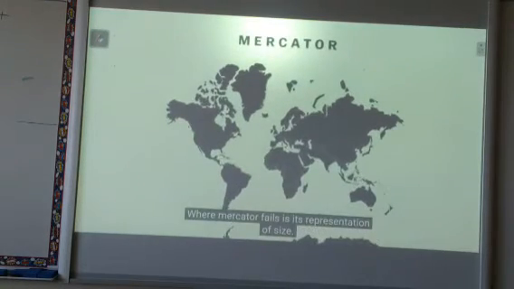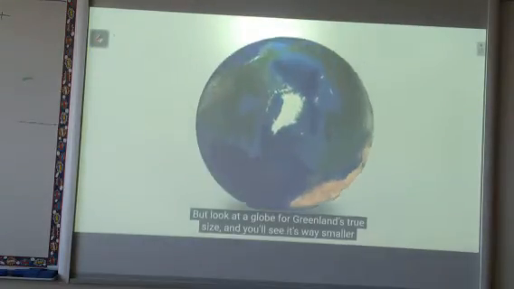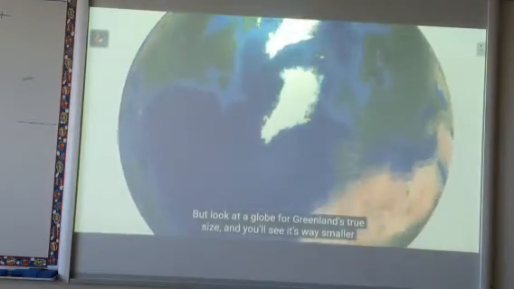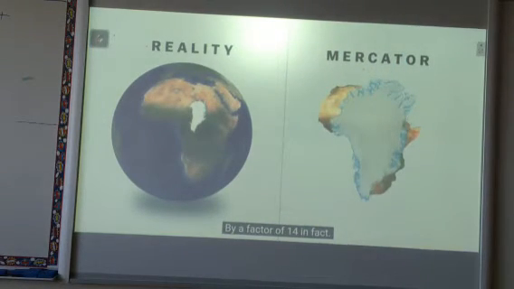Where the Mercator fails is its representation of size. Look at the size of Africa as compared to Greenland. On the Mercator map, they look about the same size. But if you look at a globe for Greenland's true size, you'll see that it's way smaller than Africa, by a factor of 14, in fact.